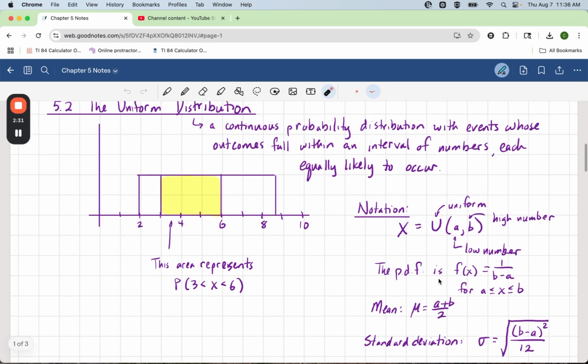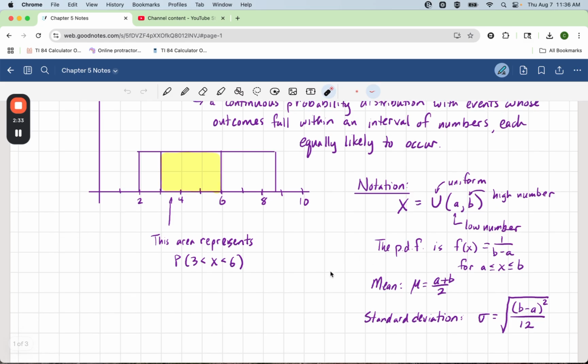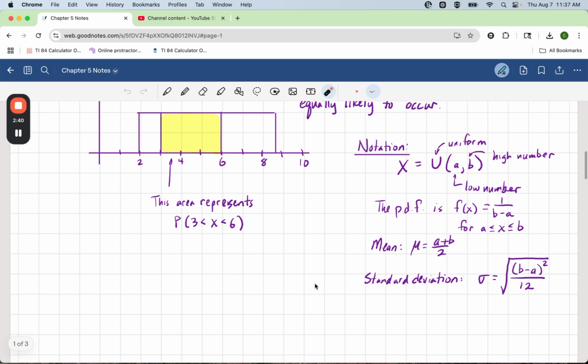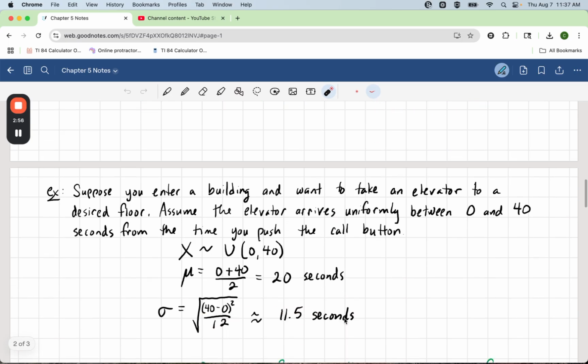The mean is just the midpoint between a and b. So a plus b over 2 ends up being our mean. The standard deviation is the square root of b minus a squared over 12. You're going to have to compute both of those by hand. In fact, there is no fancy calculator function for this chapter. All right, we're basically going to be doing everything by hand. All righty? Here we go.